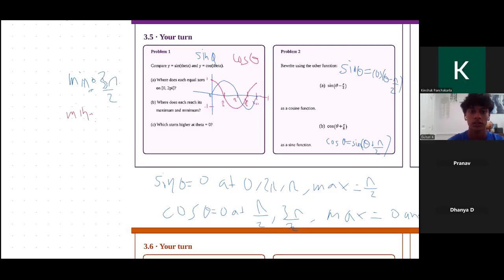Okay, now which starts higher at theta equals 0? It's pretty simple. Just look at it: when the angle is 0, x is 1 and y is 0, so it equals 1 for cosine and 0 for sine. So it's going to be cosine.